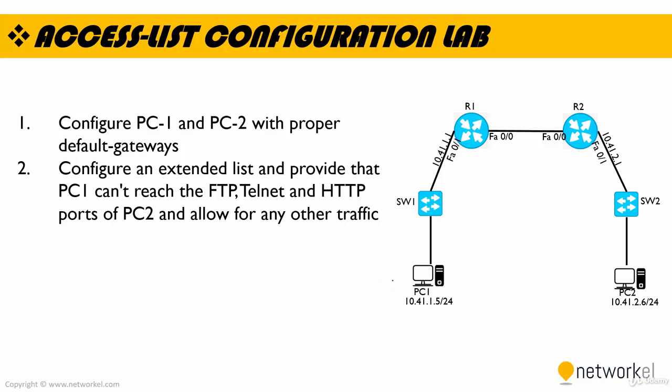Okay. And for the second step, we need to configure an extended access list and ensure that PC1 can't reach the FTP, Telnet, and HTTP ports of PC2. And we should also allow any other traffic. Alright, let's go.